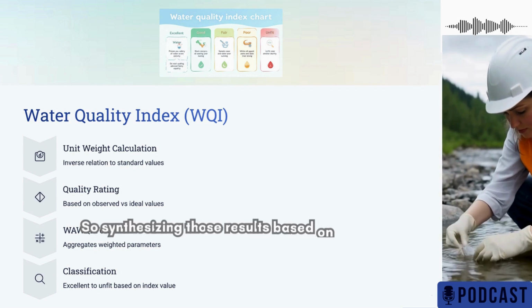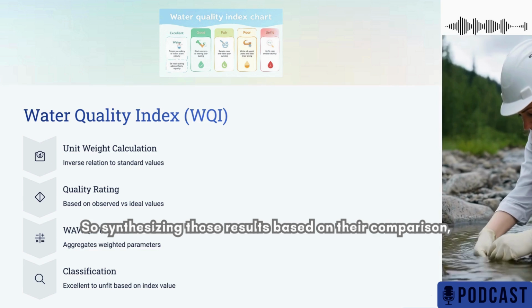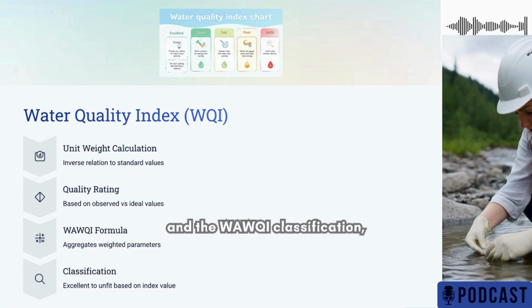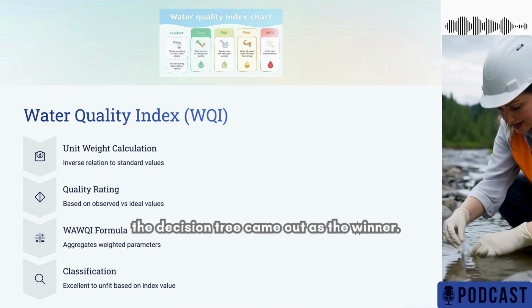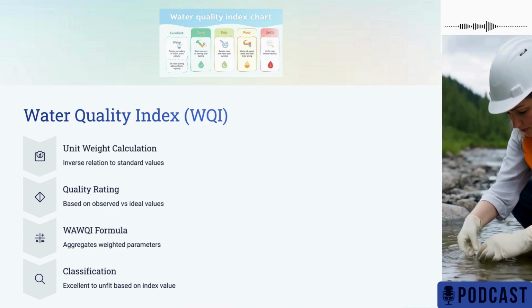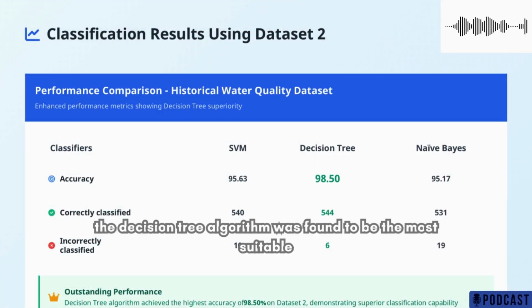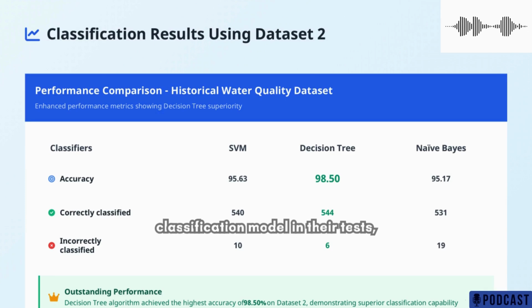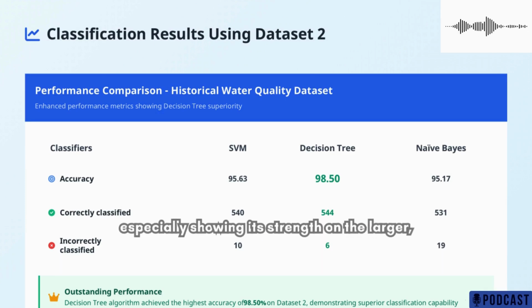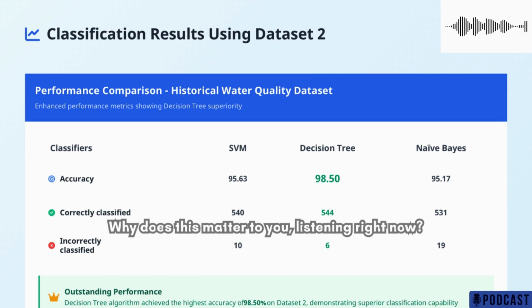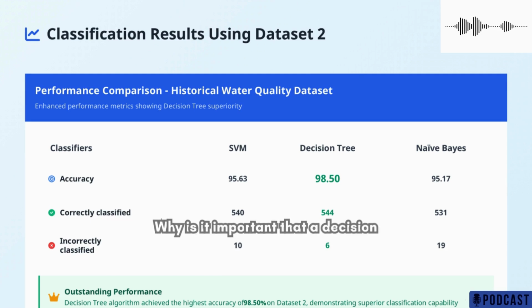So synthesizing those results, based on their comparison using this specific data, these parameters, and the WAWQI classification, the decision tree came out as the winner. That's the conclusion, yes. For this specific problem setup, the decision tree algorithm was found to be the most suitable classification model in their tests, especially showing its strength on the larger, more varied dataset. Okay, so let's bring this back home. Why does this matter to you, listening right now? Why is it important that a decision tree algorithm did a good job here?